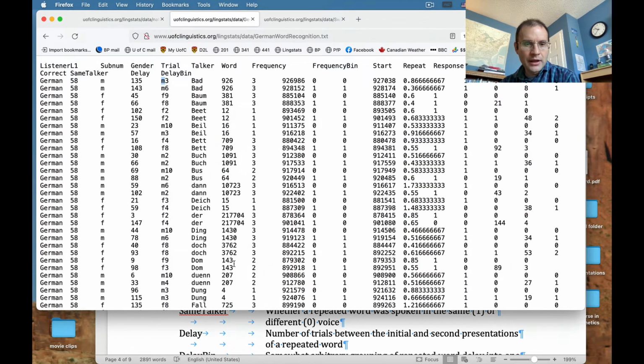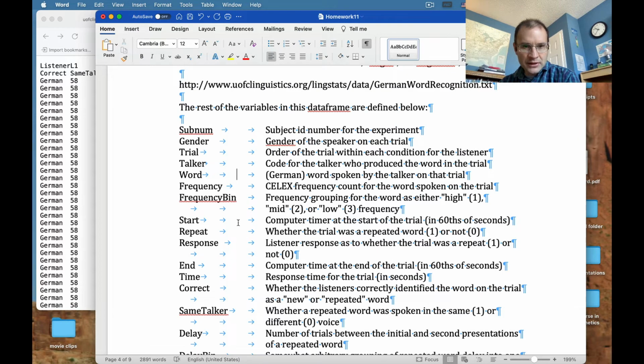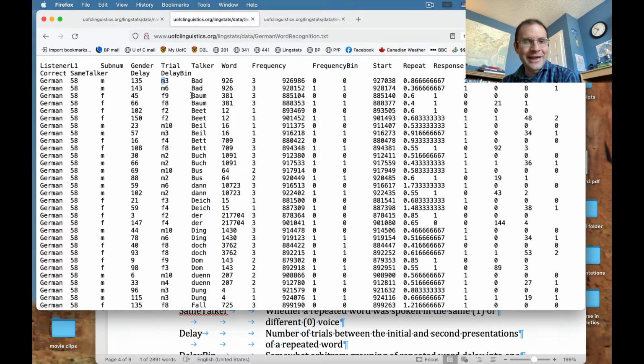That's right around here. There is the German word spoken by the talker on that trial. And I guess this is the point at which I should point out that these are going to be structured like the words that were spoken for the first task. They're all CVC, consonant-vowel-consonant, one-syllable words in German with some diphthongs in the middle, like Baum and Deich and so on and so forth.